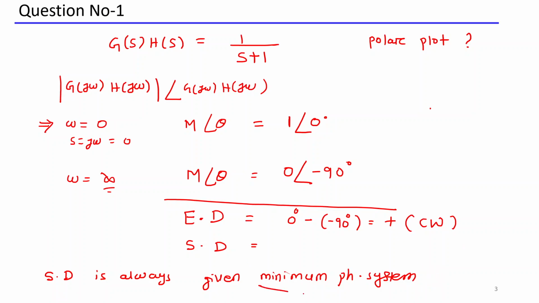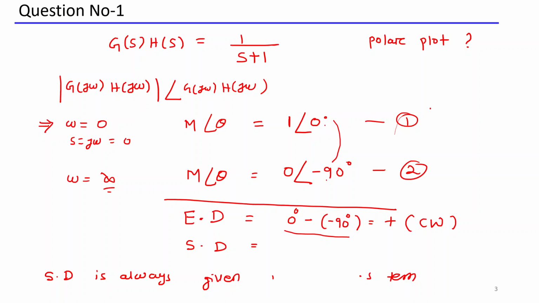Sir, a doubt: how do you arrive at 0 degrees and minus 90 degrees for the ending direction? Just whatever the angle is given. The initial angle I am calling equation one and this equation two. Just subtract that angle, 0 and minus 90. The ending direction is given by these two differences. This difference is 0 degree and this difference is minus 90.